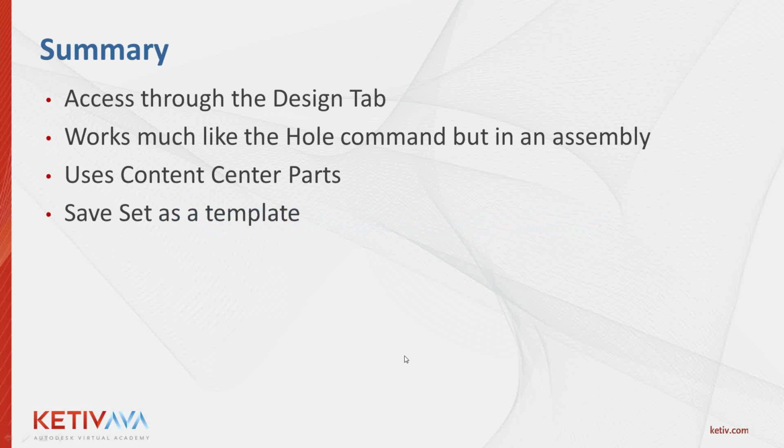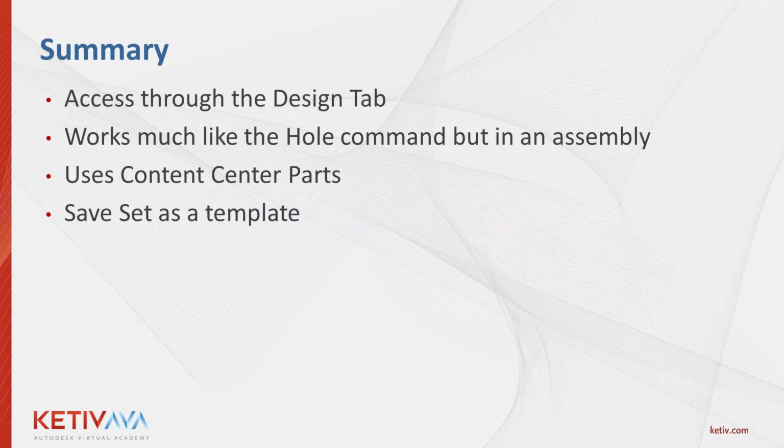So in summary, what we looked at right now is what is bolted connection. Again, it's a tool to make you more efficient in placing bolts, nuts, and washers. You access it through the Design tab when you're inside of an assembly. You can also get it when you drop in a part from Content Center.